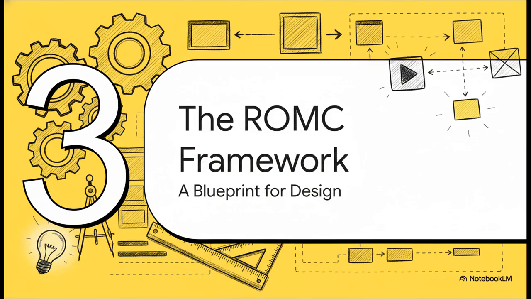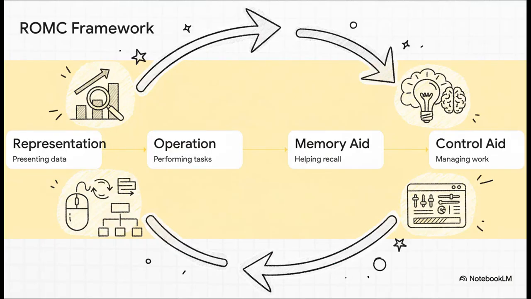Okay, so we get the basics, but how do designers actually build an interface that feels so natural? Well, one really powerful method is called the ROMC framework. It's basically a blueprint for building a better user experience. ROMC stands for Representation, Operation, Memory Aid, and Control Aid. Now, that might sound a little technical, but it breaks down pretty simply. It's about how the system shows you information, what it lets you do, how it helps you remember things, and finally, how it gives you control. Let's break each of those down.